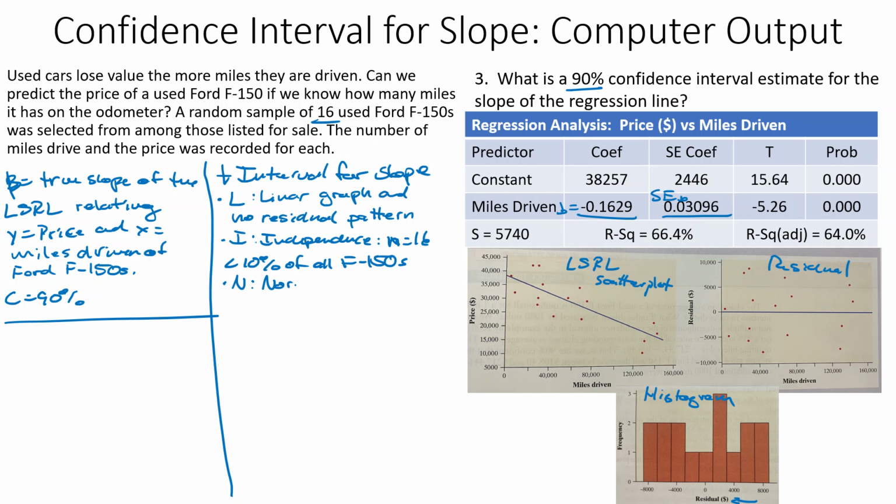N, normal. So we look at the histogram, doesn't seem to be skewed, and there's no outliers that I can see. So for the histogram of the residuals, has no outliers and not strongly skewed. We do have to put that word strongly, guys. I mean, for this one, we could probably just say not skewed because it's not skewed.